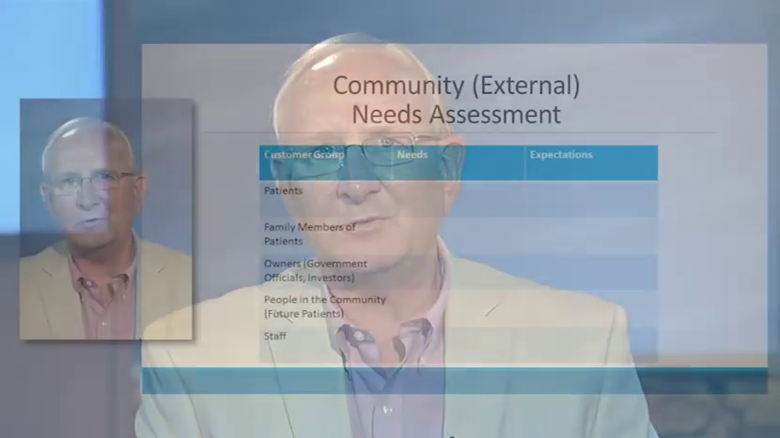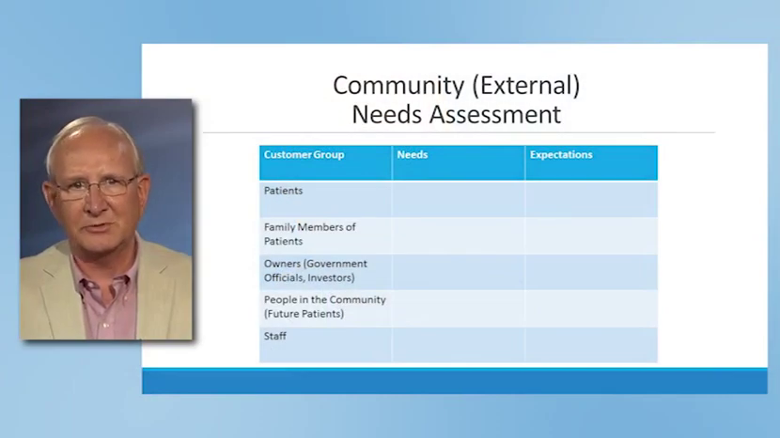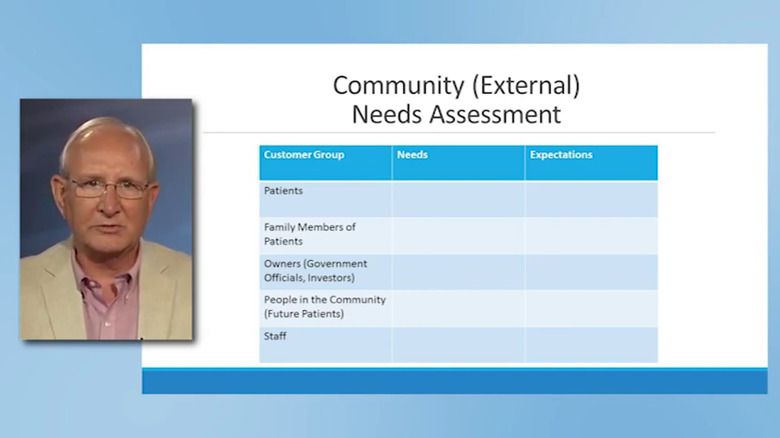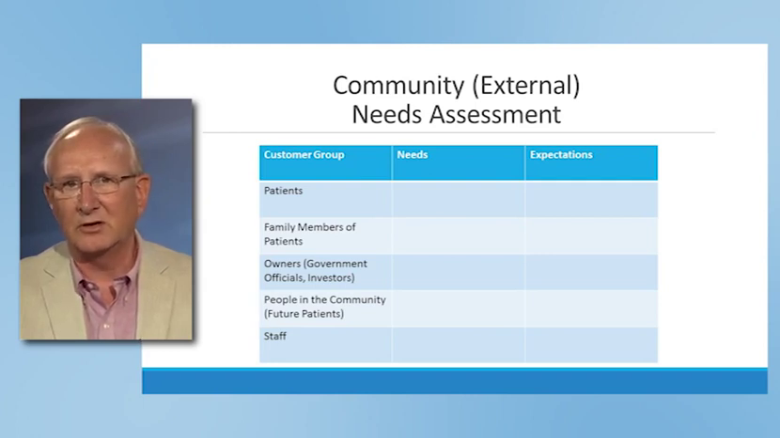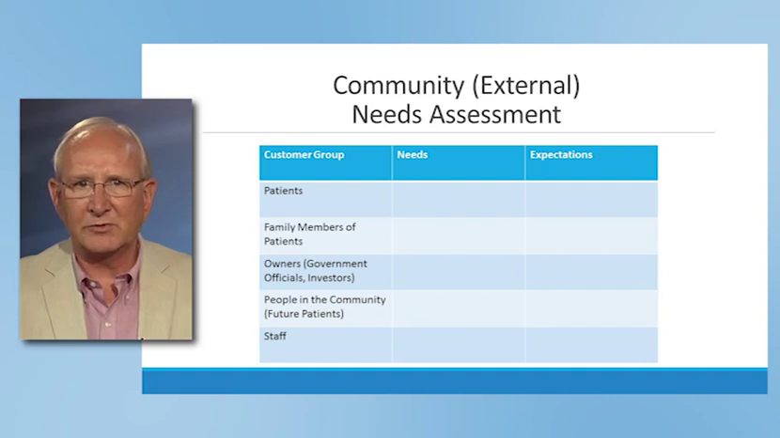To begin your external needs assessment, first identify different groups of customers your organization must serve. The most obvious group, of course, will be patients, but you must also consider the needs of family members of patients. Their needs may be quite different from the needs of patients. A third group to consider consists of those who are in an ownership or controlling position over your hospital, clinic, or healthcare organization. The owners might be government officials if you are a public institution, or they might be donors or private investors for a nonprofit or private healthcare organization.